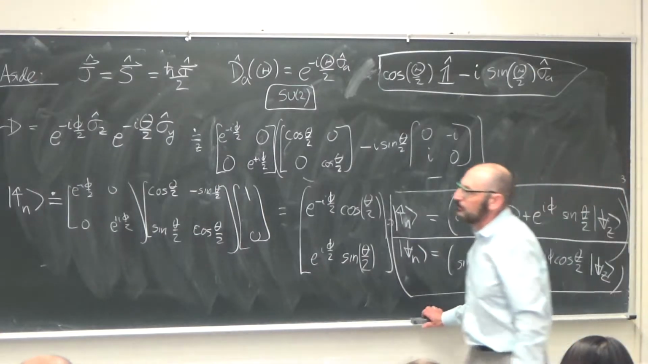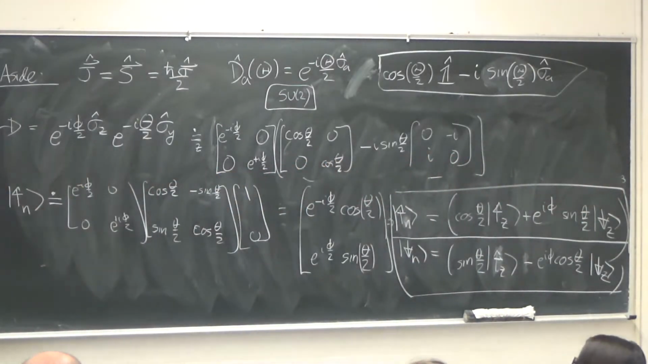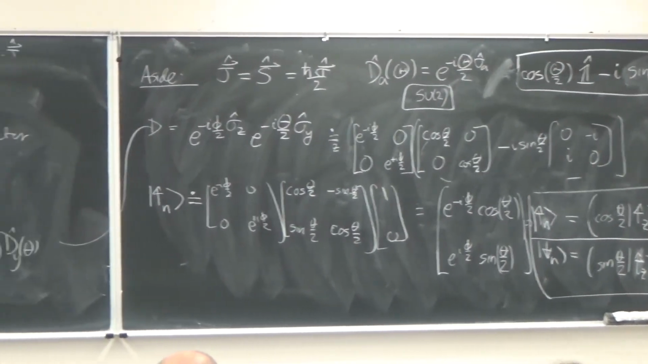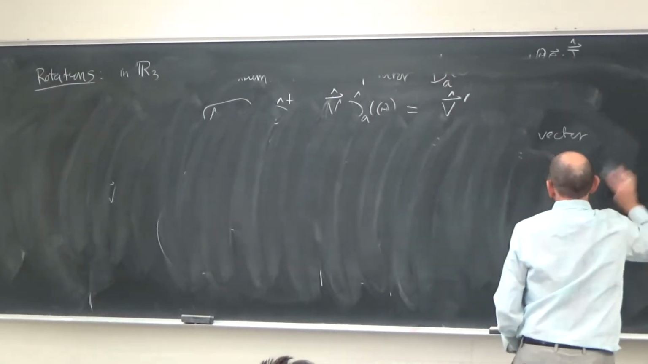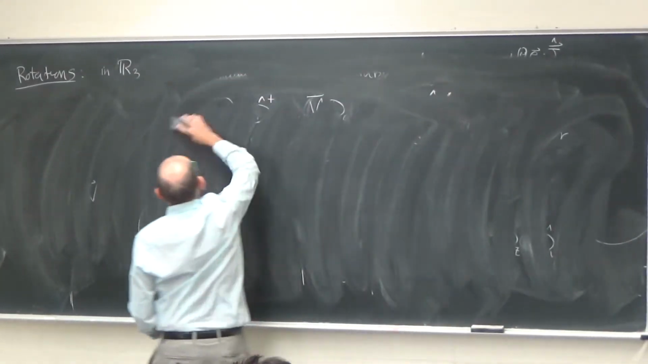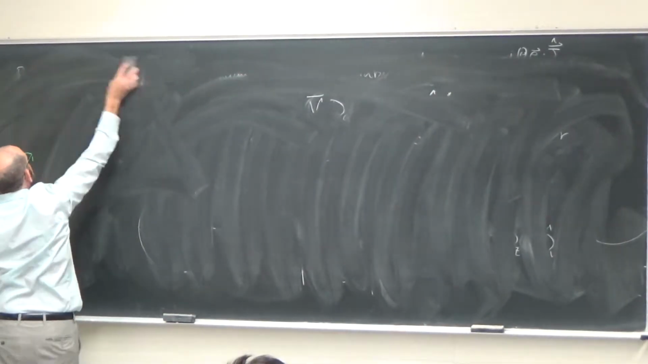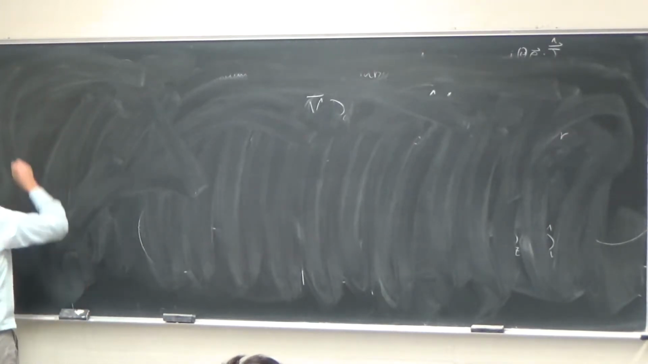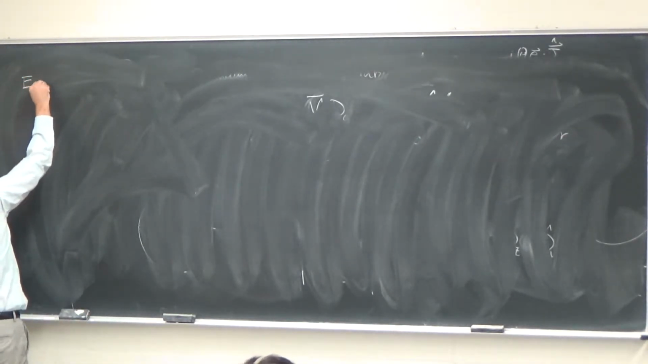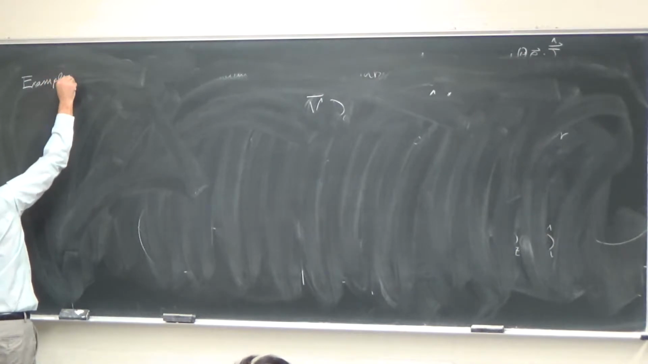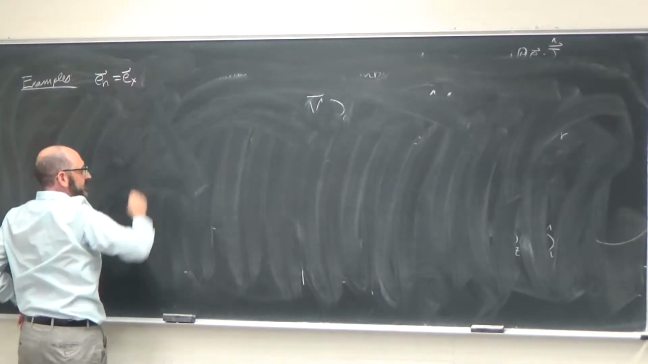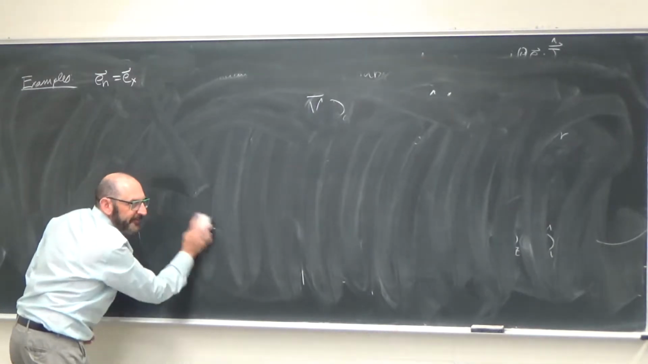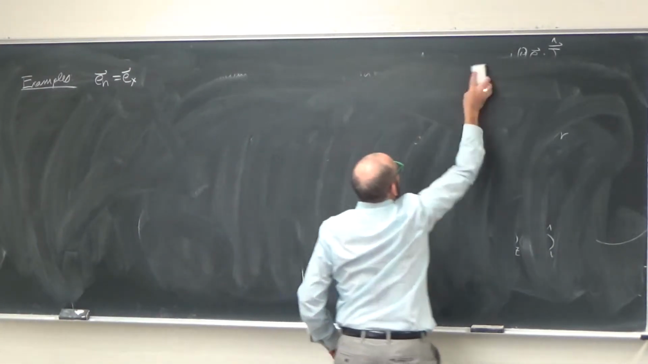So for example, if I wanted to say what is spin up along the x-axis, what are theta and phi? Theta is pi over 2. So for example, let's say that e sub n is the x-axis. Of course, I just erased my beautiful sphere. Let me try again.